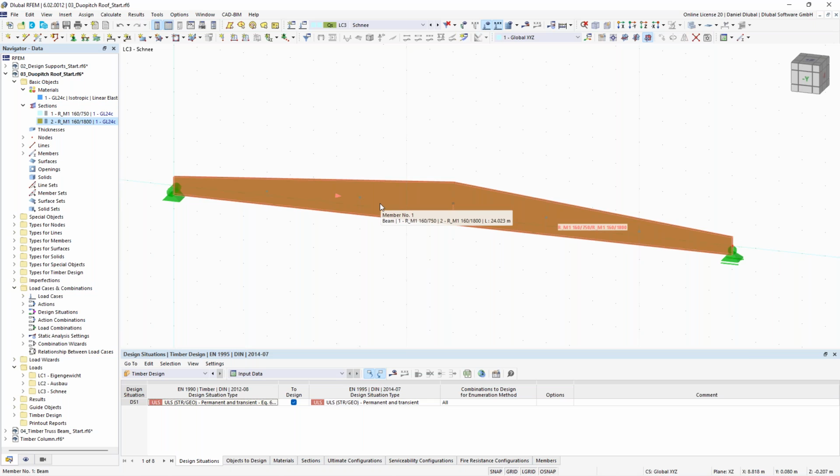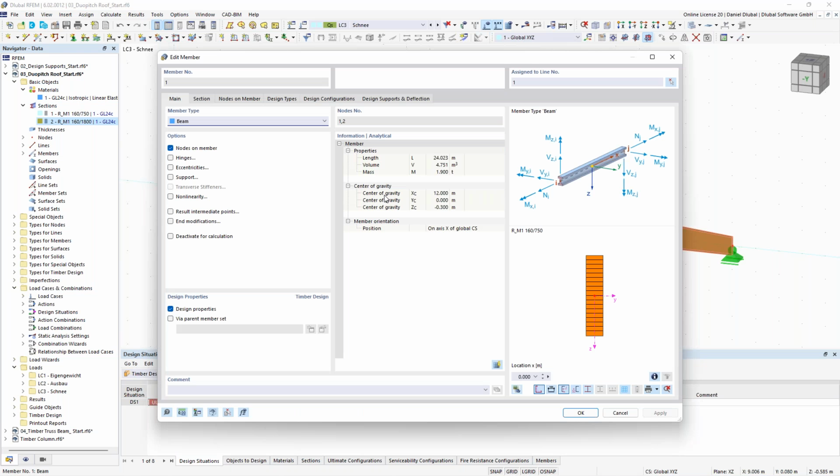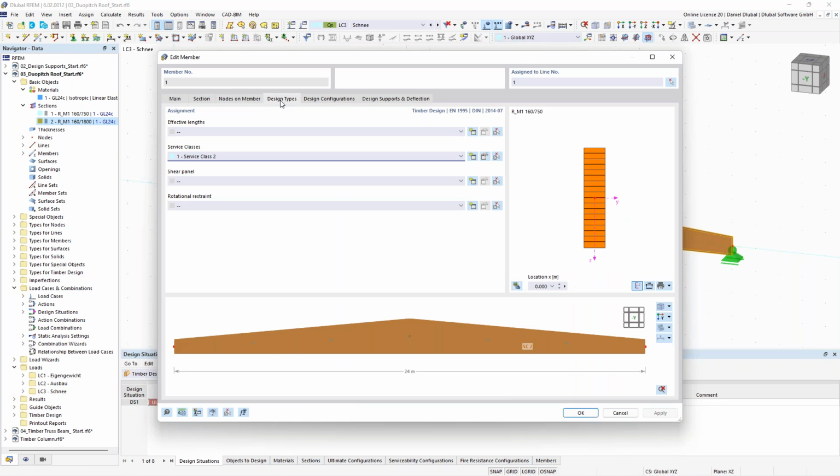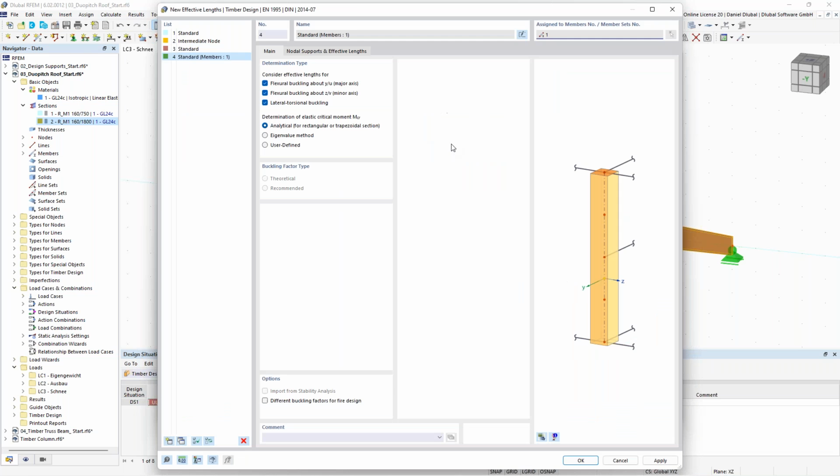Not for the global model, but for the design. So double click on that member, nodes or member. And here I see also the design types. As effective length, we have now one really nice possibility in RFEM 6 is that we can consider here this flexural buckling. And because we get also some bending moments, we have also to consider lateral torsional buckling.